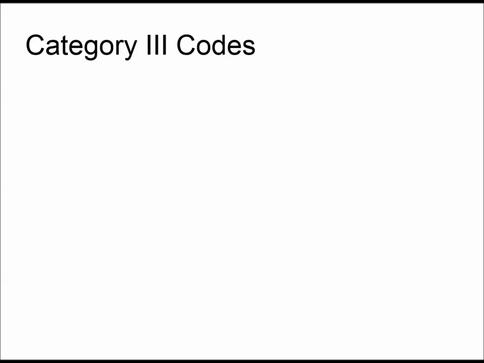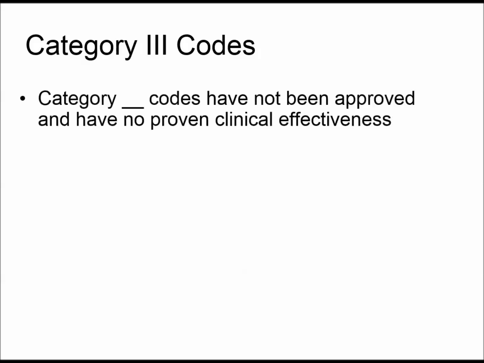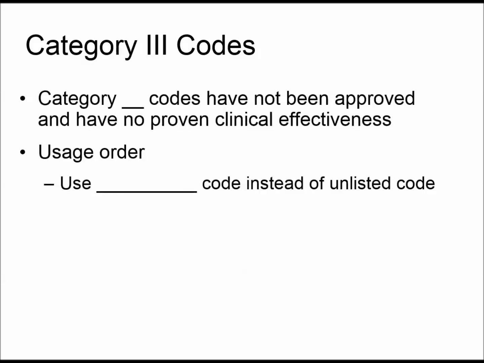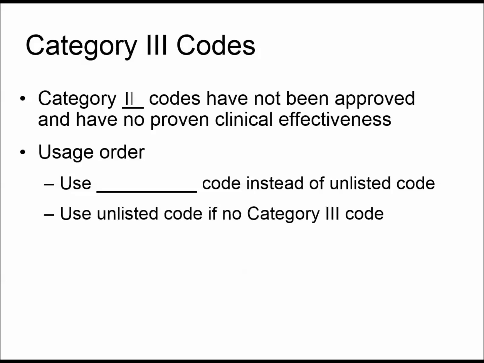Now, category 3 codes have not been approved and have no proven clinical effectiveness. So use category 3 codes instead of unlisted codes. Use an unlisted code if no category 3 code exists. Okay?